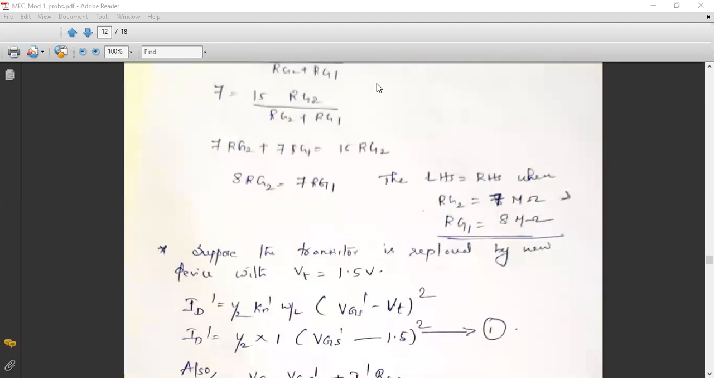Now coming to the second part of the question, any doubts till now, students? Any doubts? This is a very, very important question. That's why, any doubts?